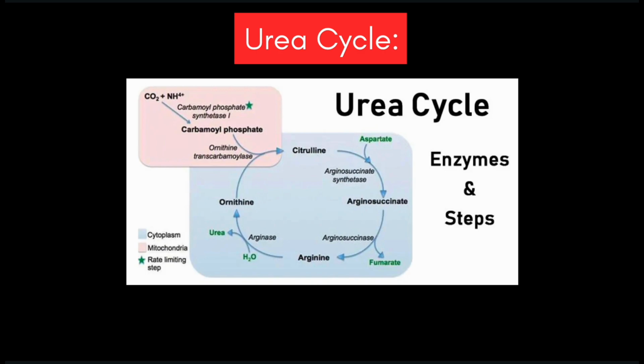In summary, the urea cycle involves a series of enzymatic reactions that convert ammonia, a potentially toxic byproduct of protein metabolism, into urea. The cycle not only facilitates the elimination of nitrogenous waste, but also plays a crucial role in maintaining overall nitrogen balance in the body. Dysfunction in any of the enzymes involved in the urea cycle can lead to conditions like hyperammonemia, underscoring the importance of this metabolic pathway for human health.